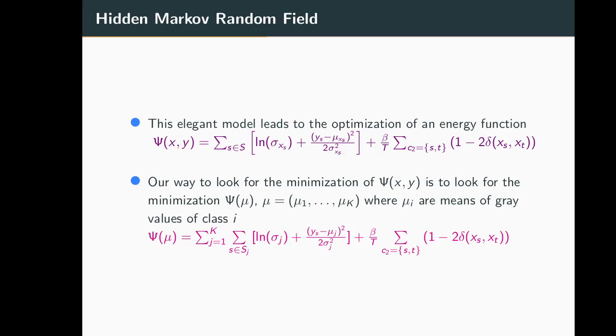This elegant model leads to optimization of an energy function given in the following formula. Our way to look for the minimization of this function is to look for the minimization of the same function in function of means instead of x and y. The main idea is, instead of looking for the perfect segmentation x which minimizes the function psi, we look for the perfect centroids or means that minimize the same function.